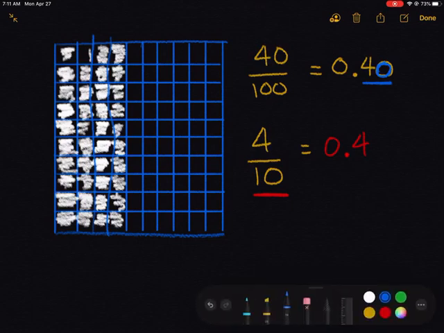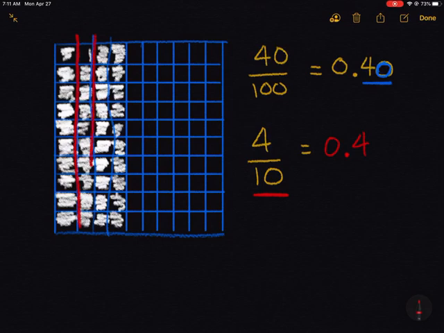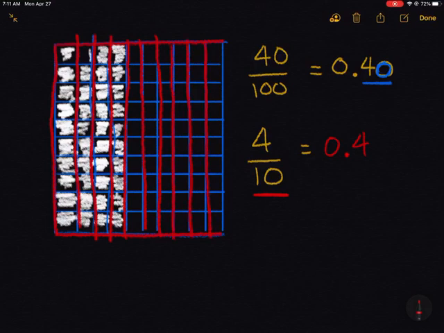But just by going back over, I can change this into tenths. And I can see that this is equivalent to 4 tenths.